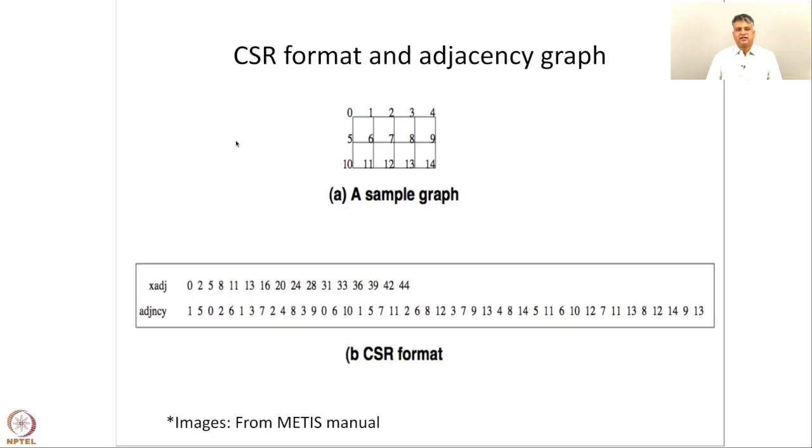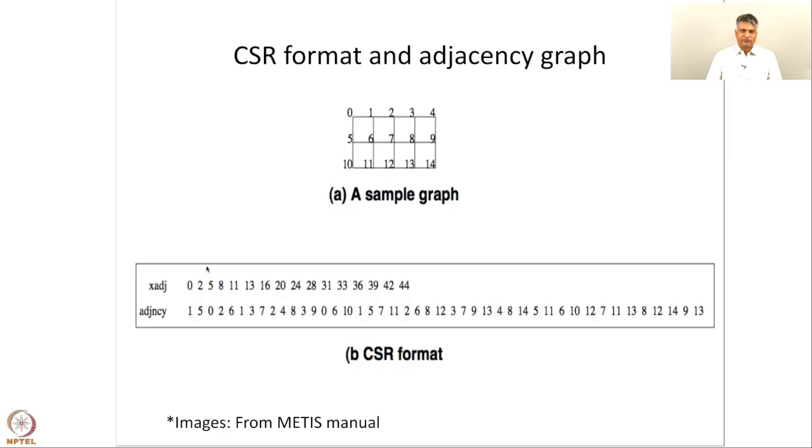So we see here that 0 is not connected to 6; 0 is only connected to 1 and 5. Whereas the first vertex is connected to 0, 2 and 6. So all the vertices are connected to 2, 3 or 4 other vertices. Each vertex, the 0th vertex, is given x edges; this is the start point of the pointer of the adjacency vector.